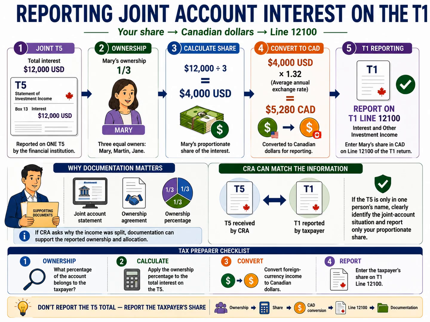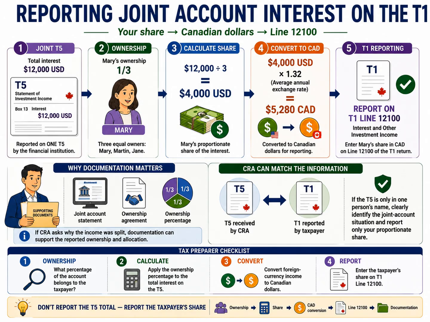The next step is currency conversion. Because the interest is reported in US dollars, Mary needs to convert her $4,000 share into Canadian dollars using the applicable average annual exchange rate. Using the course example rate of 1.32 Canadian dollars for each US dollar, 4,000 US dollars becomes 5,280 Canadian dollars. That $5,280 is Mary's reportable interest amount in Canadian dollars.